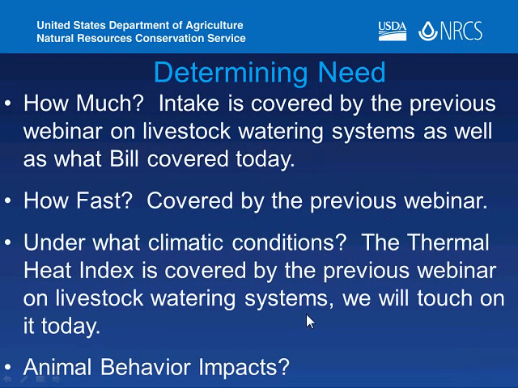That's an important consideration. Under what climatic conditions? We tried to cover the thermal heat index concept, and there's a good handout that we put at the end of today's presentations. When you look at the handouts, there's a good one there about the thermal heat index that will greatly affect how much water livestock need to drink. So I'm just going to touch on that today, but I'm mostly going to talk about what are the animal behavior impacts that need to be considered.